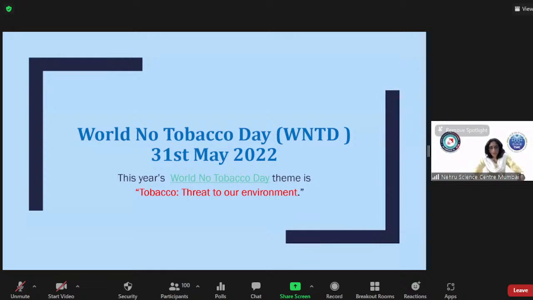This year's World No Tobacco Day theme is Tobacco, a threat to our environment. The campaign aims to raise awareness among the public about the negative environmental impacts of tobacco from cultivation, production, distribution, and waste.